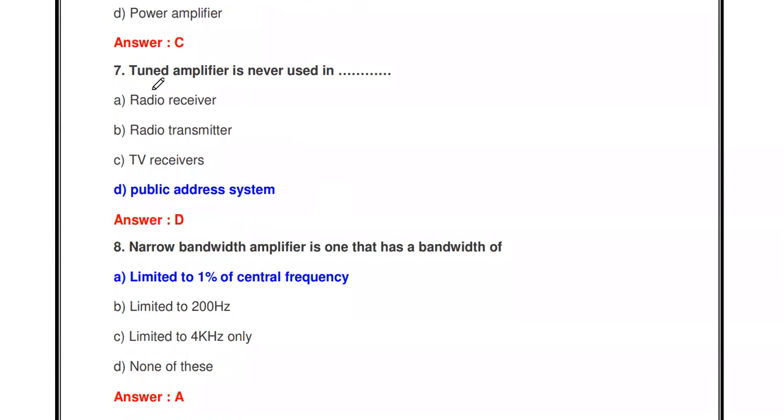Then the next one: tuned amplifier is never used in dash. You know the application of tuned amplifier. In all communication receivers, the first section is the tuning section. That is, we have to tune to the particular channel, and for that we must use the tuned circuit as well as the tuned amplifier. But here the question is, the tuned amplifier is never used in dash. In radio receiver we use the tuned amplifier. Radio transmitter, TV receiver, these are all applications of tuned amplifier. But this tuned amplifier is not at all used in public address system.